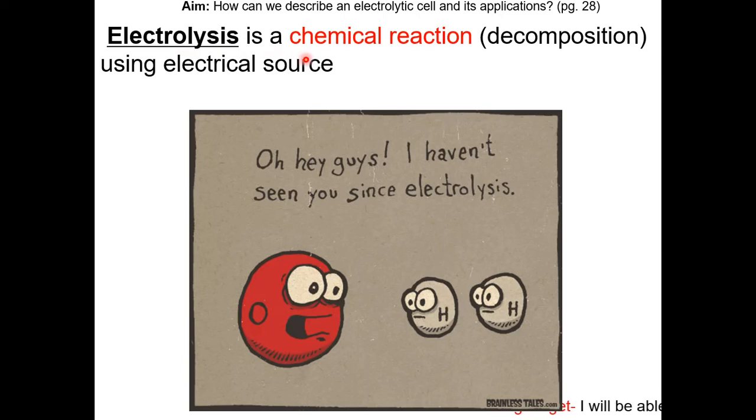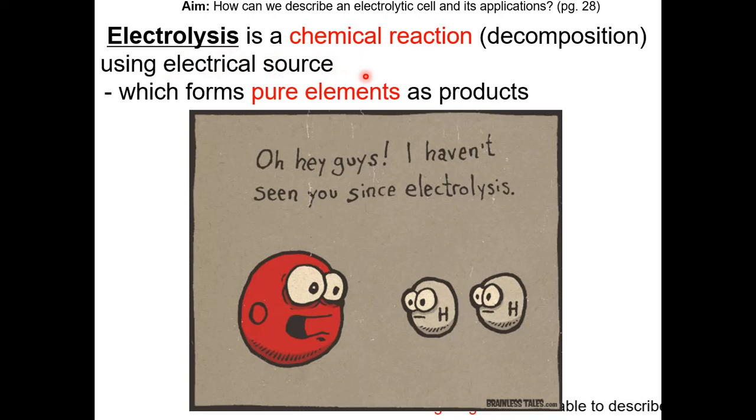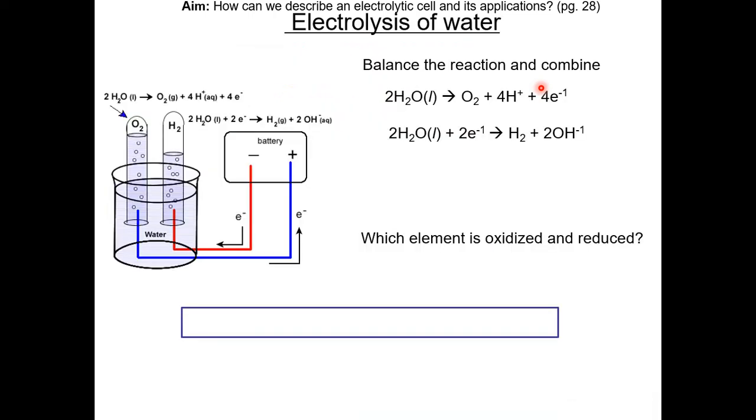Electrolysis is a decomposition chemical reaction that is done using an electrical source. It forms pure elements as products. There are three types of electrolysis that you must know for the Regents exam. We'll go over each one. The first one is electrolysis of water. Water is decomposing into oxygen and hydrogen gas during electrolysis.